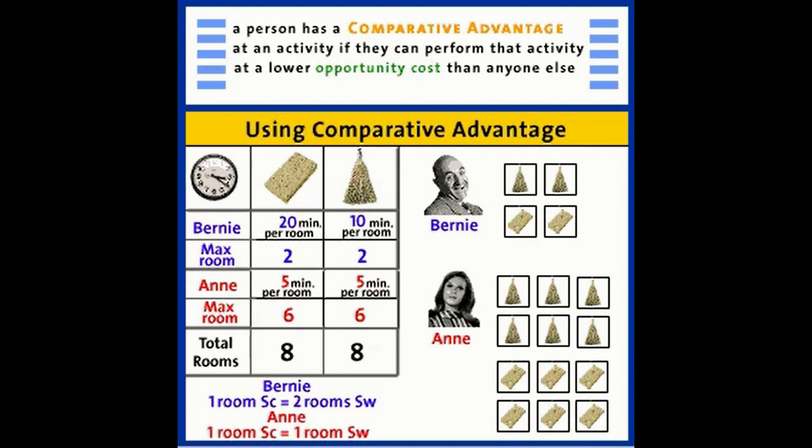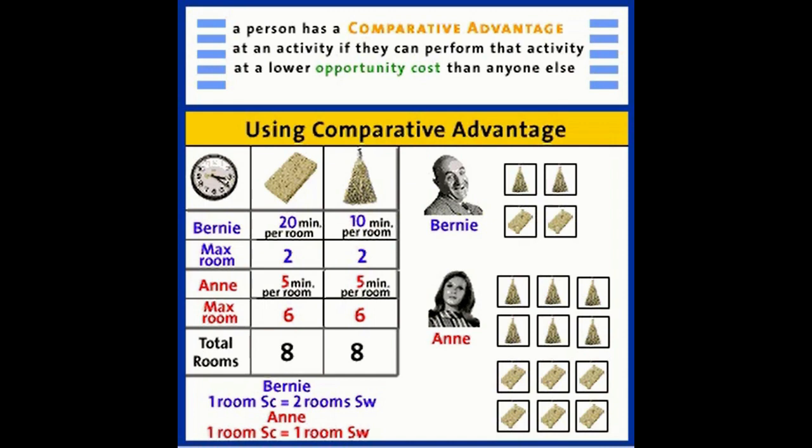Let's look now at Ann's opportunity cost for scrubbing. Ann takes 5 minutes to sweep a room and also 5 minutes to scrub a room. So the opportunity cost for Ann of scrubbing a room is 5 minutes worth of time, which means sweeping one room. So if Ann scrubs a room, it's because she's not sweeping a room. Her opportunity cost of scrubbing one room is one room that goes unswept.